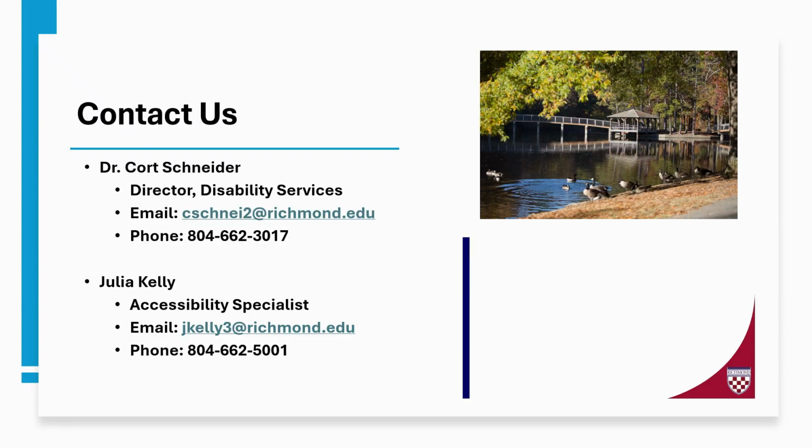If you have questions, for sure, you can reach out to us and contact us directly. You have my email there, cschnei2@richmond.edu. You can also call me directly, 804-662-3017. And Julia Kelly, the accessibility specialist, you can reach out to her at jkelly3@richmond.edu, and her number is 804-662-5001. And we are here all summer, meaning that we work year round. So definitely reach out to us, have that meeting, and we look forward to talking with you.